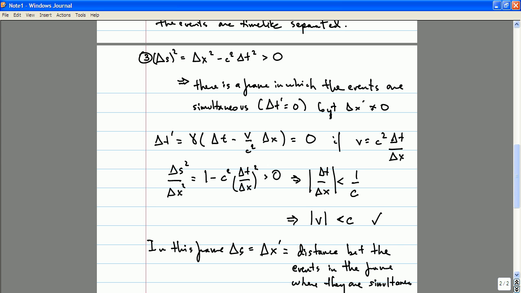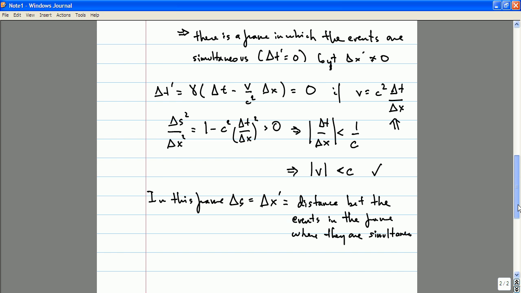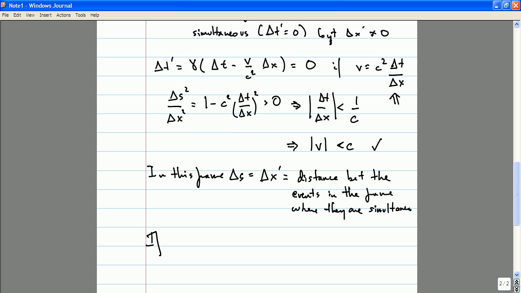Good. Yes? Is that absolute value of v at delta x over at delta t? I'm just plugging in this formula here. I'm sorry, maybe that was your confusion. I'm just plugging in that formula over there. Yeah, it's the inverse of the usual relation. Good. No, that's an important point, actually. Thank you. So, in this case, there's a special language that we use. So, if delta s squared is positive, we say that the events are space-like separated.